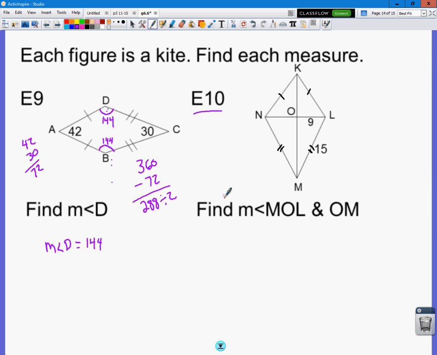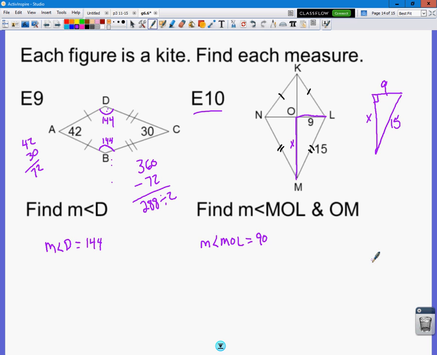Example 10 is nearly like example 8 was. The first thing they're looking for is angle MOL. And what is the measure of angle MOL? It is 90 degrees. And the other thing they're looking for is the length of OM. They're missing this piece. If I separate this triangle out this time, this is 9, this is 15, this is what I'm looking for.